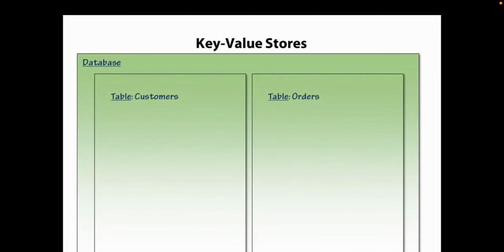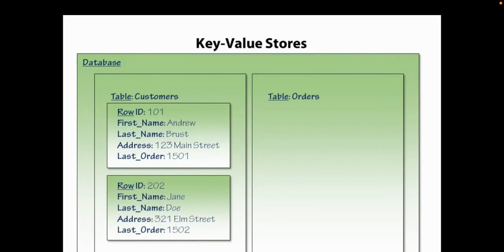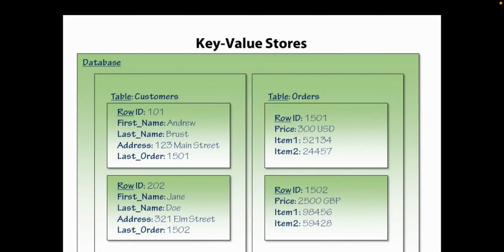So we have a database, and the database has tables. And here we have a customer table and an order table, just kind of like we did before. We're going to have data that's a bit different than the early examples in this course, though. So we've got one row here. It has an ID of 101, and it's got a few keys in it: first name, last name, address, and last order. Here's another row, and again, we're keeping the structure constant, but you don't actually have to do that. Now, we do see that the last order for customer 101 is 1501, and the last order for customer 202 is 1502.